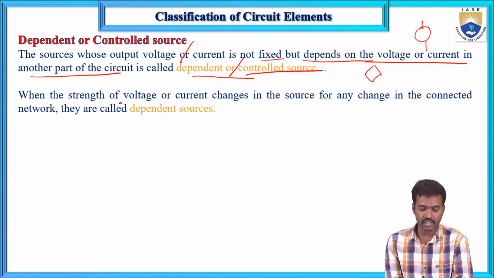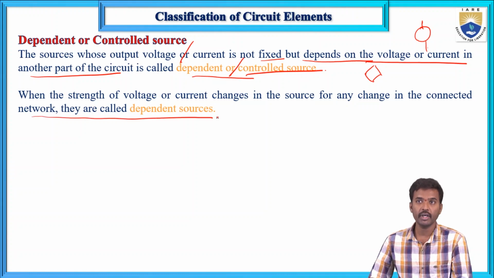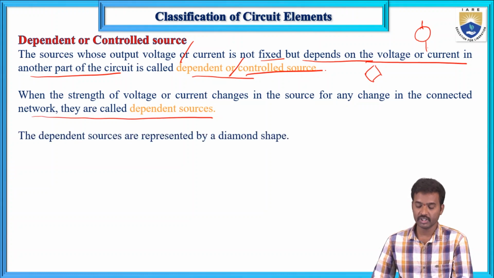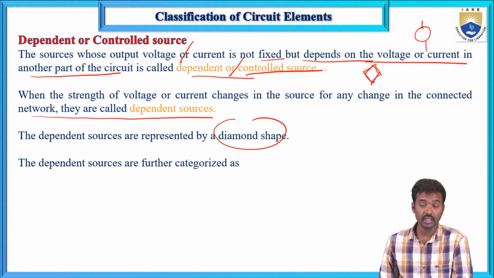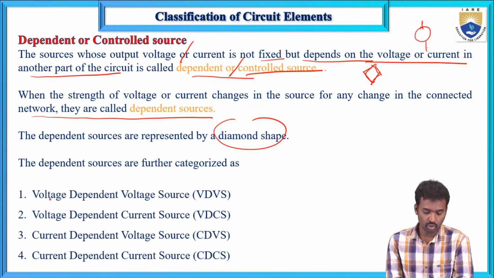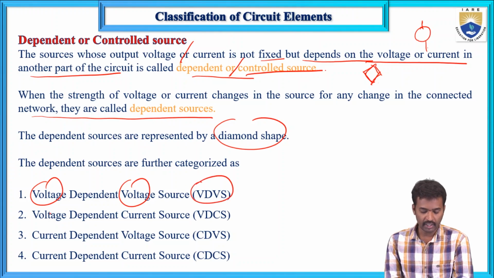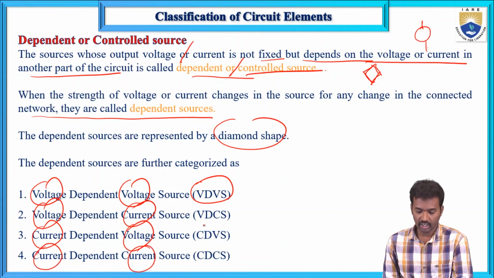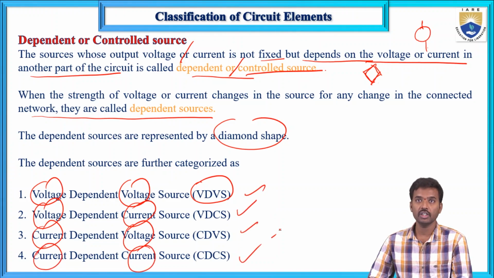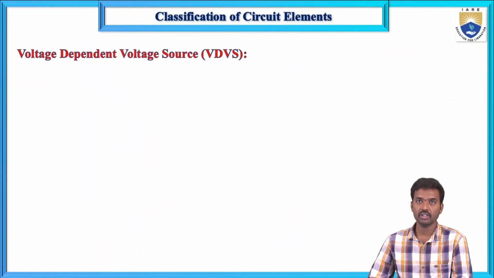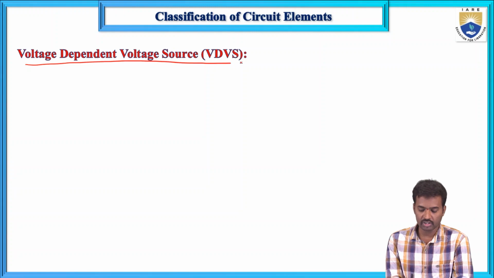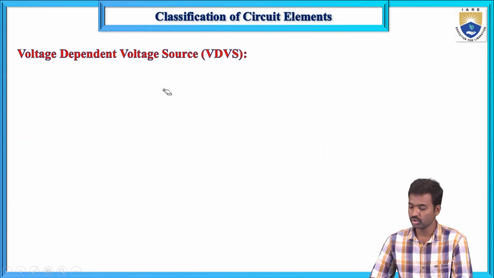Now here, when the strength of voltage across or current flowing in the source changes with any change elsewhere in the network, it is called a dependent source. Another definition: these are represented with a diamond shape. And next, these are classified into 4 types: voltage dependent voltage source, voltage dependent current source, current dependent voltage source, and current dependent current source. So let us start with the first classification.